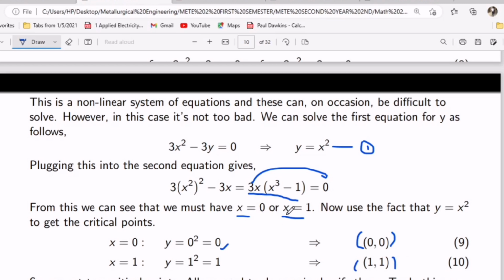Note this. Sometimes the confusion is here. When you get the x values, you tend to take them as the critical point, which would be 0, 1. In this case, that's not it. You are going to use the x value to find the y value. In the critical points, we have x and y. It's a point which has two coordinates, x and y. So always you must get x and y.